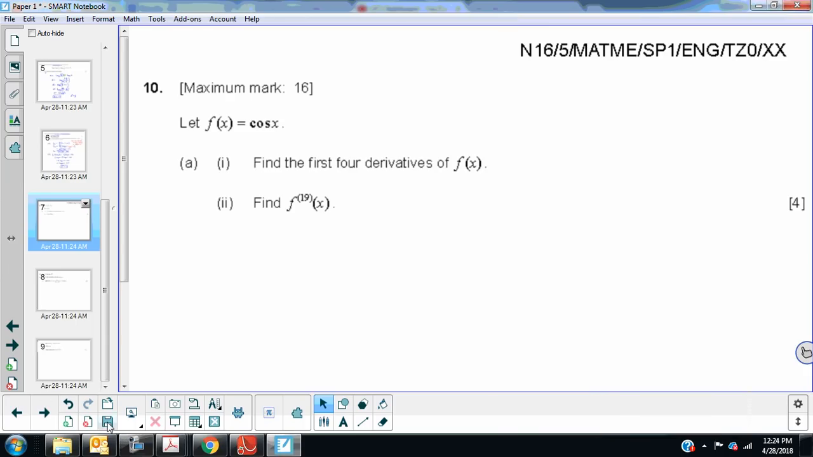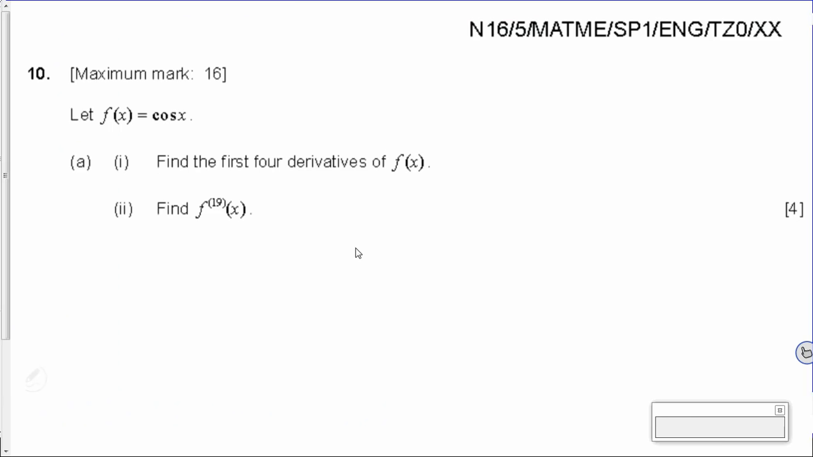In this video, I'm going to go over question 10 from the November 2016 paper 1 for IB Math SL. It is a complicated calculus question, also with some factorials in it, so some complex algebra. So we're given f of x equals cosine x, find the first 4 derivatives, and then the 19th derivative.